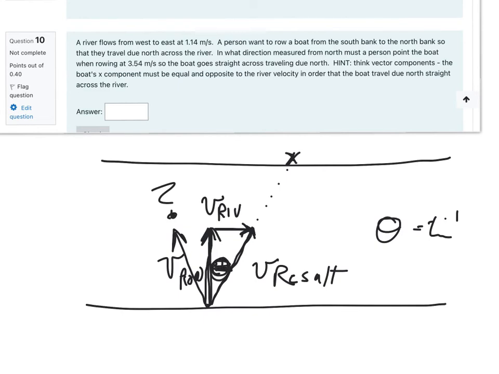So when we think about how you're going to point upstream, the key is that you want to go straight across. So you have to point upstream such that the x component of your rowing velocity going upstream is exactly equal to the river velocity. And so the resulting velocity will have no x component. It'll be all y component, and you'll go straight across. You can also think of that in table format. I'll show you that in a minute.